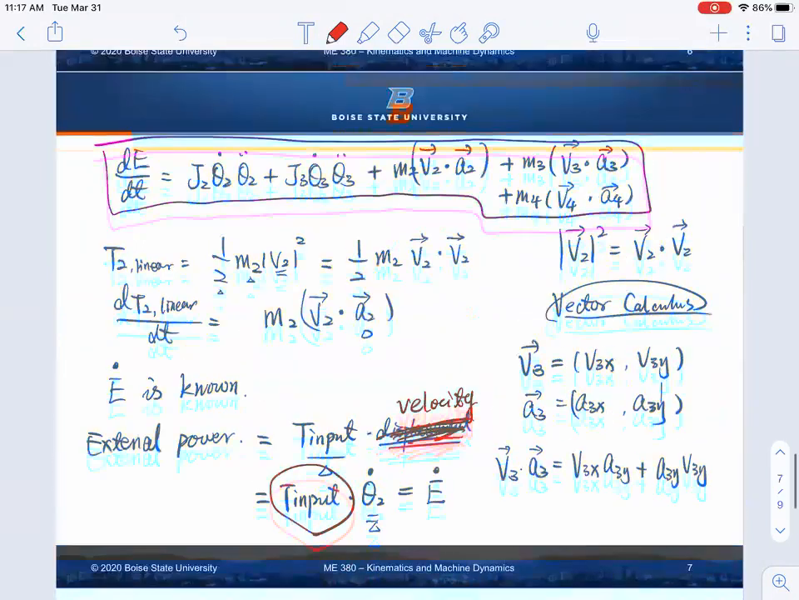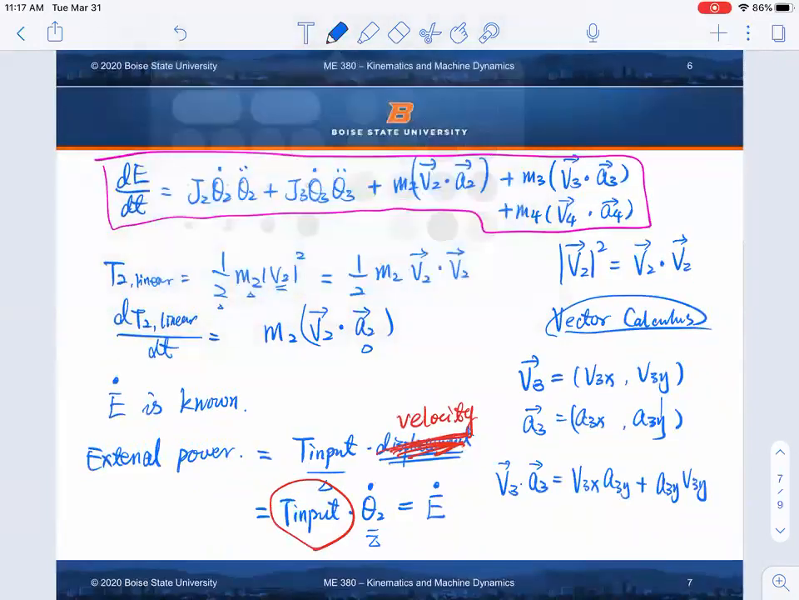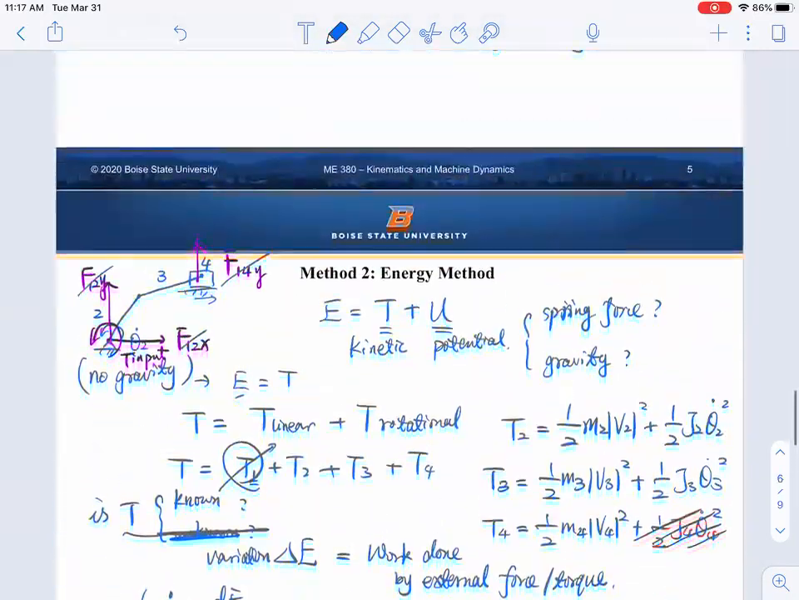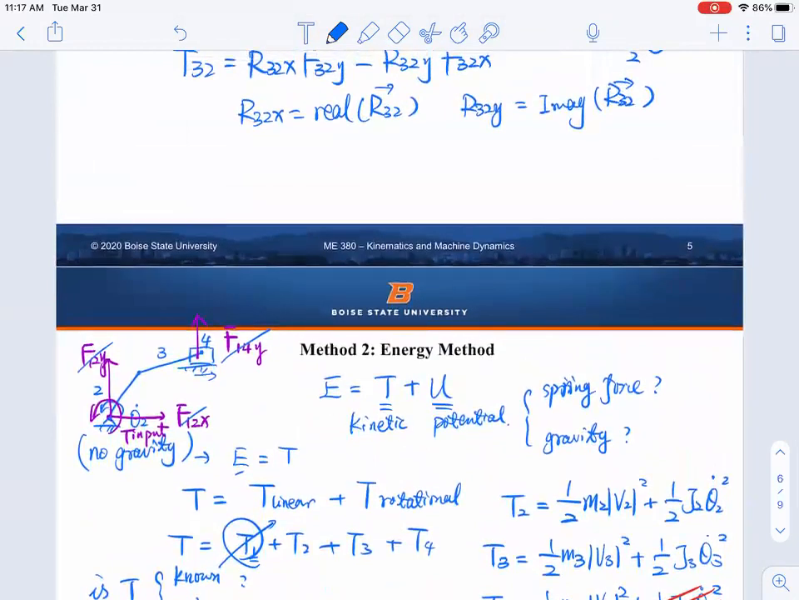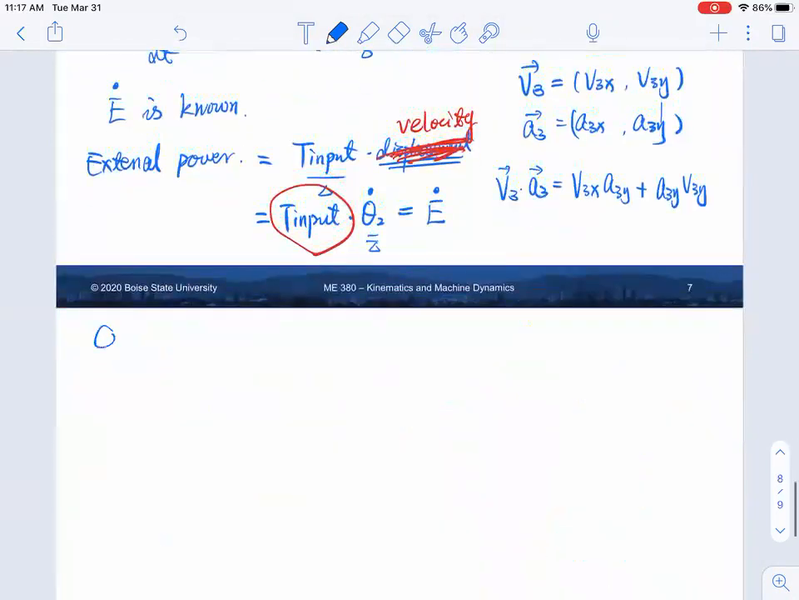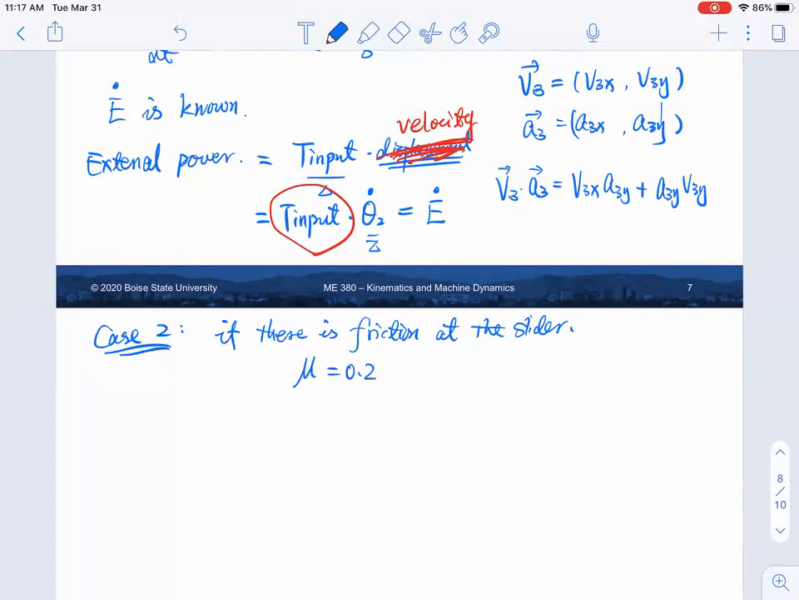All right, okay. So a few changes. Here we have a few strong assumptions. There's no gravity. There's no friction on the slider. So case number 2, let's see if I have time for discussion. Okay, I think we can discuss this case number 2 here. If there is friction at the slider, where the coefficient mu equals 0.2.